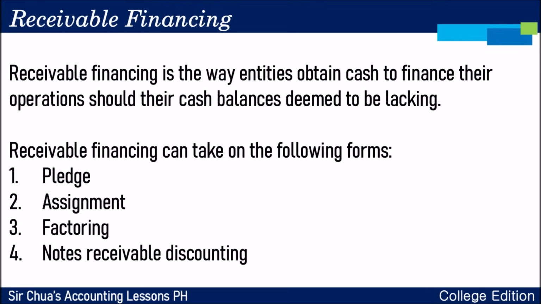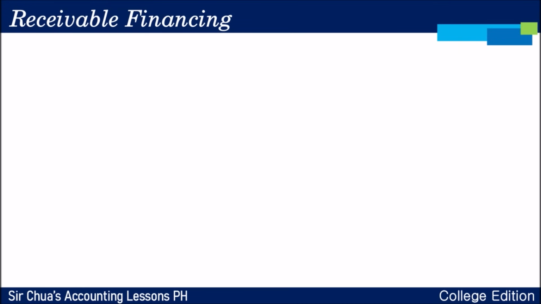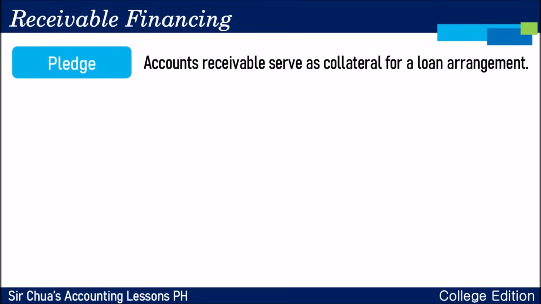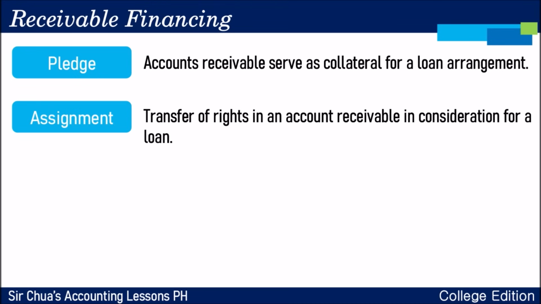So, we have 4 different kinds of receivable financing: pledge, assignment, factoring, and notes receivable discounting. Let's define them one by one. Pledge: accounts receivable serve as a collateral for a loan arrangement. So, parang ang nangyari, the entity entered into a loan arrangement, ang ginamit nilang collateral is yung accounts receivable nila. It works the same way in assignment, however, it's a more formal transaction because there is already a transfer of rights in the accounts receivable. But it is also in consideration for a loan arrangement that the company has entered into.